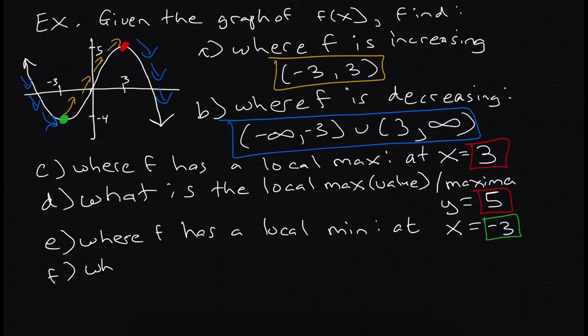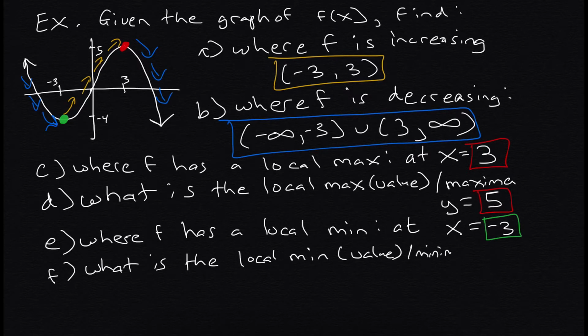And then ask a similar question to D for part F. So find what is the local min, or the local min value, or the local minima. Okay, so that's going to be a y value. In this case, that local minimum point there, it has an x value of -3. That was the answer to part E. The answer to part F here is going to be the y value. That is -4 in this case. And that is going to do it for this example.